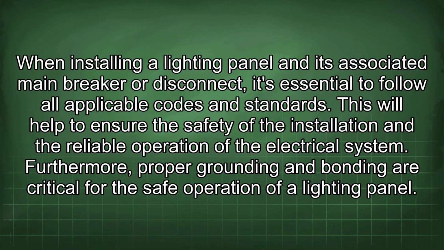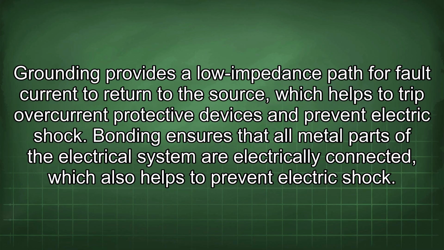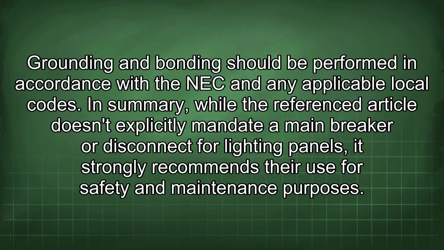Furthermore, proper grounding and bonding are critical for the safe operation of a lighting panel. Grounding provides a low impedance path for fault current to return to the source, which helps to trip overcurrent protective devices and prevent electric shock. Bonding ensures that all metal parts of the electrical system are electrically connected, which also helps to prevent electric shock. Grounding and bonding should be performed in accordance with the NEC and any applicable local codes.